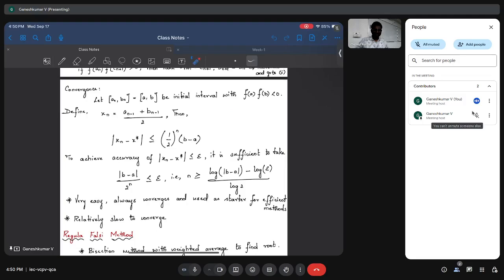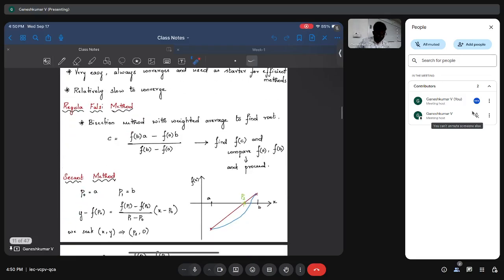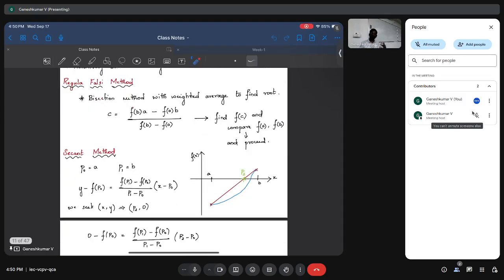So this bisection method is very easy, and it always converges provided you have a root between these two intervals. But it is relatively very slow to converge. It can take n number of iterations to converge. So that's why people go with different methods.